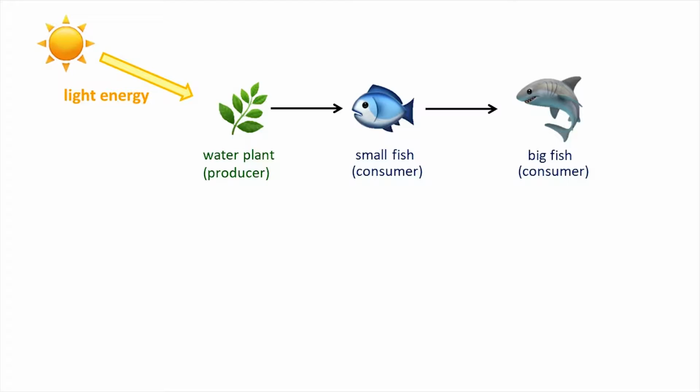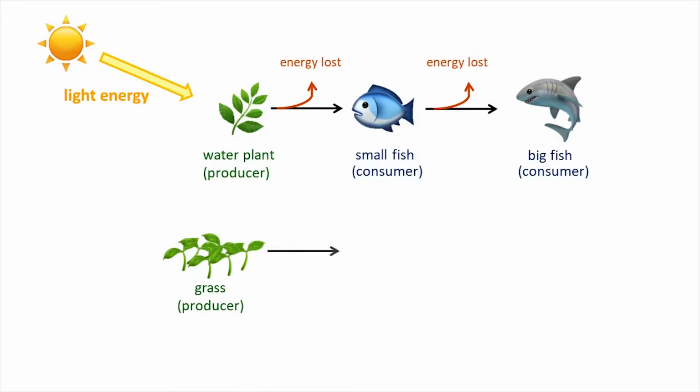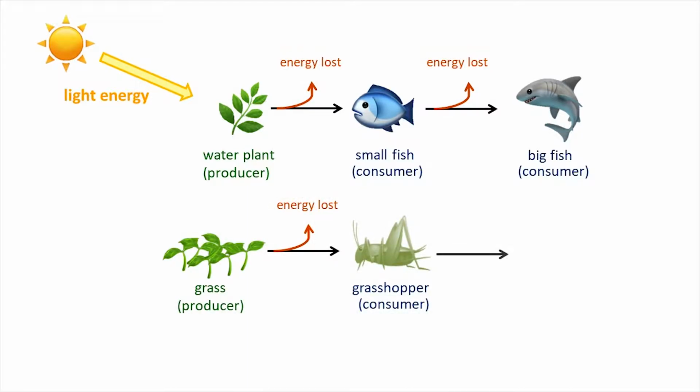Grass, which is a producer, converts light energy from the sun into chemical energy, and it is stored inside the grass. This chemical energy will be eaten by grasshoppers, and the energy is transferred into the grasshopper. And when birds eat the grasshopper, energy is transferred from the grasshopper into the bird.